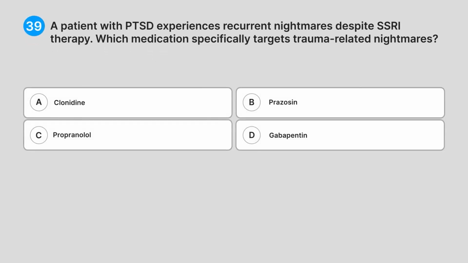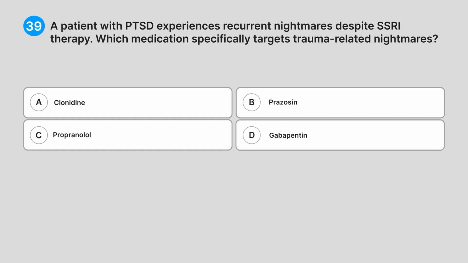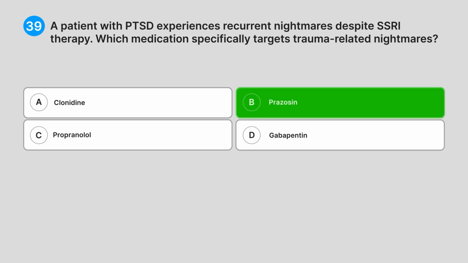39. A patient with PTSD experiences recurrent nightmares despite SSRI therapy. Which medication specifically targets trauma-related nightmares? A. Clonidine, B. Prazosin, C. Propranolol, D. Gabapentin. Can you guess the answer? Correct answer, B. Prazosin.